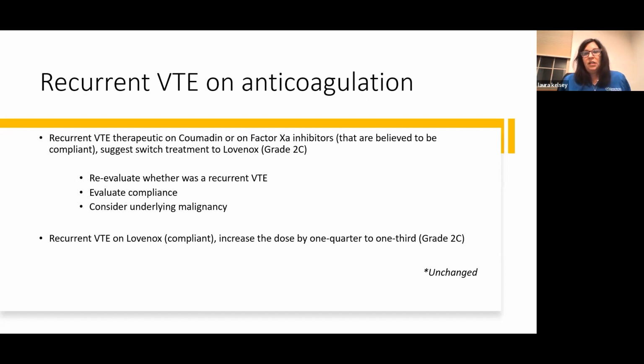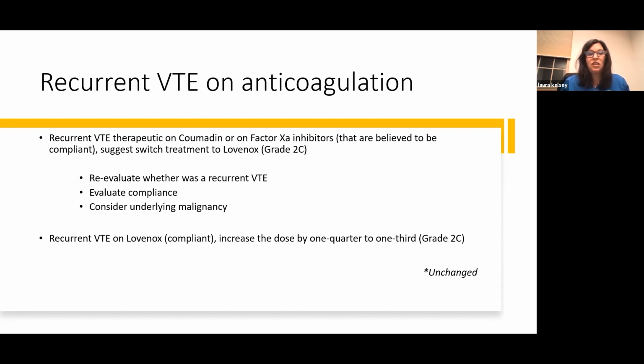But the bigger thing is compliance. What happened with Coumadin is you could actually check the level. With the DOACs, you assume that they're taking it. I've had a couple patients that say, nope, I don't think I missed any doses, or maybe I missed one dose, and they have a new clot in a new area. It's challenging to know what to do with those folks.